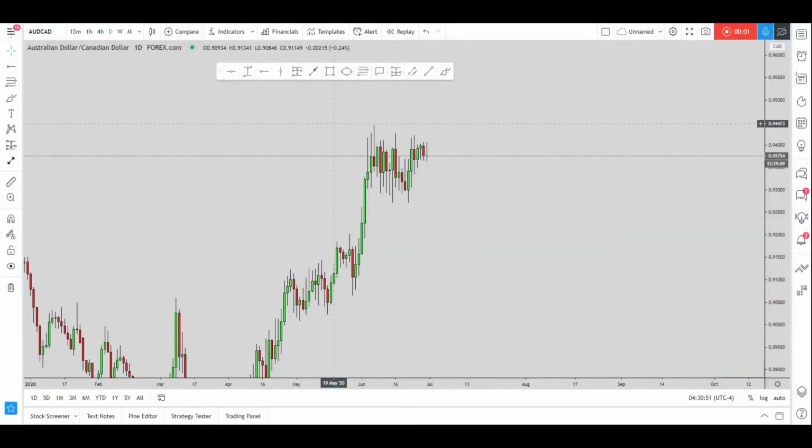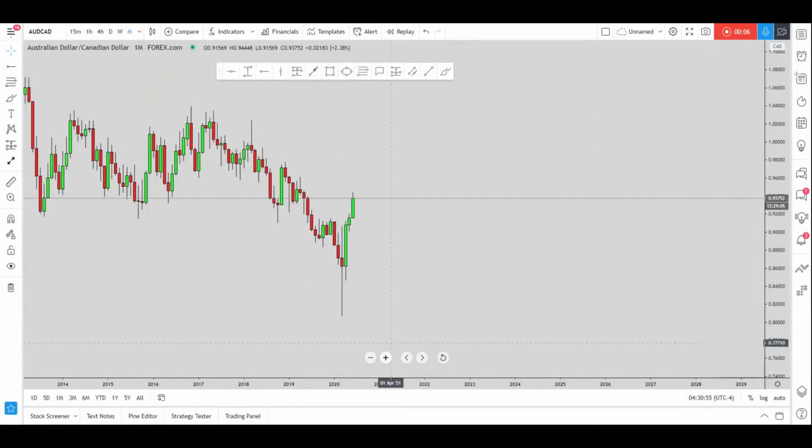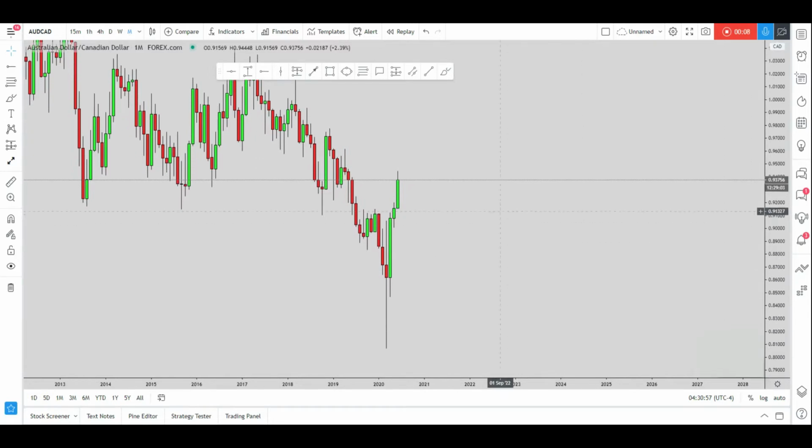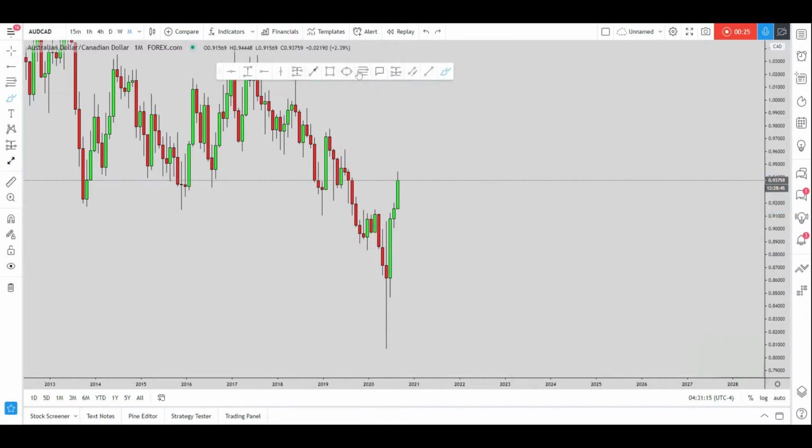Okay, so let's make a full breakdown of the situation that we currently have on AUD CAD. Now, from a monthly perspective, clearly the market has created this W formation. Now, after a W formation, what do you expect? You expect the market to make a move to the downside and basically give a retracement after all this overextension to the upside.